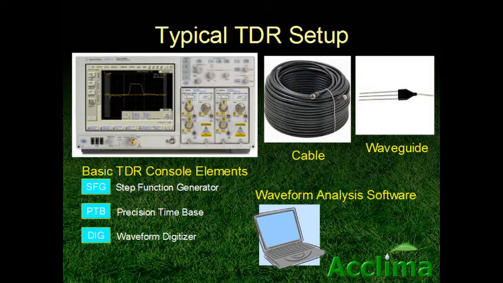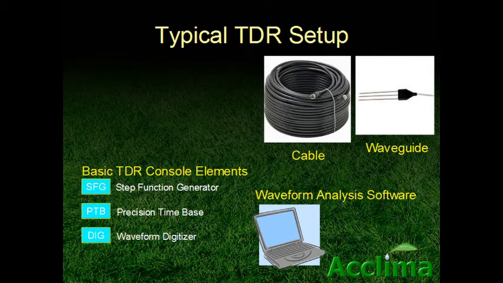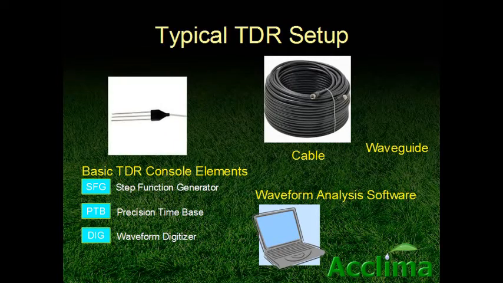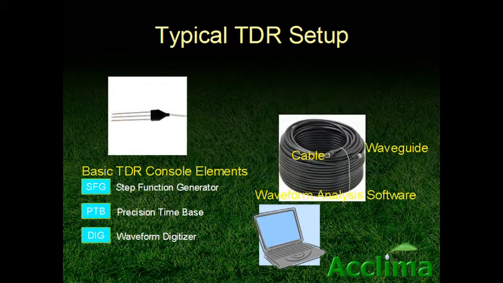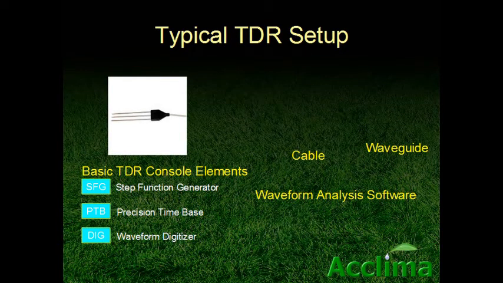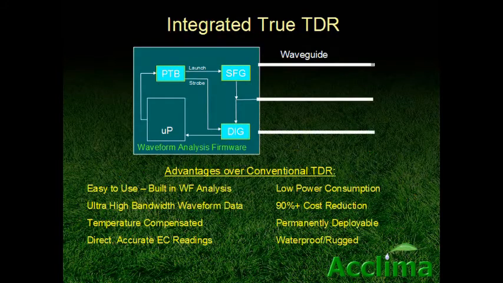Let's take the simple necessary elements out of this box. Then we can throw away this other expensive stuff. Since these elements are small and can be placed in a small waterproof package, let's couple them directly with the waveguide. Then we can throw away the bandwidth limiting cable. Let's also throw out the PC and the waveform interpretive software. Here's what we get: an integrated true time domain reflectometer.